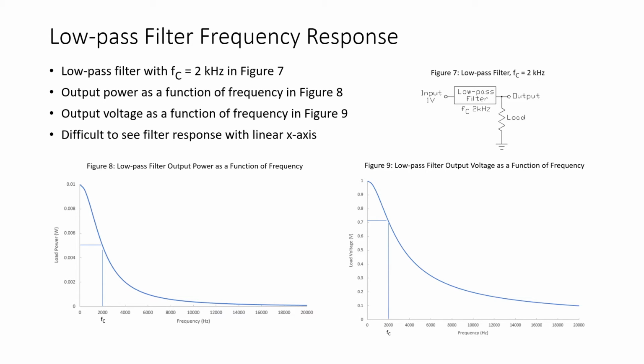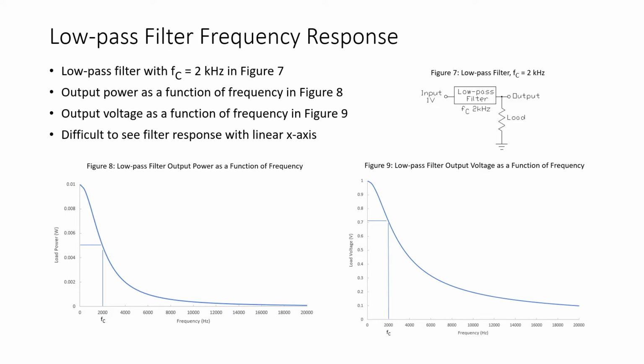So in figure 8, we see the frequency response curve of this low-pass filter with the output described as power. And note, if you will, that at the cutoff frequency, 2 kHz, the output power has dropped to 50%, or 1/2, of the maximum output power. And in figure 9, we see the frequency response curve of this same filter with the output measured in volts rather than watts. And again, the cutoff frequency, 2 kHz, is the point where the output drops to 70.7% of the maximum, or 1 volt.